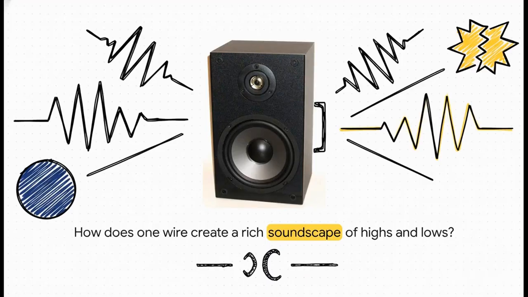I mean, really think about this for a second. How on earth does one single wire from an amplifier create this rich soundscape with all the highs and lows? You've got the deep thump of a bass drum and the sharp crack of a cymbal, all traveling together. The secret? Well, it's all about understanding the language of alternating current.